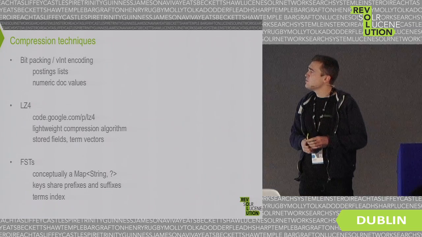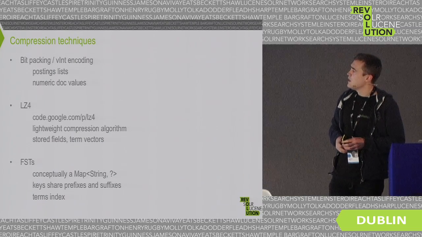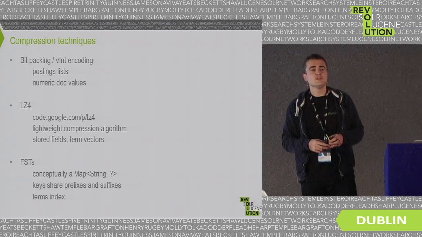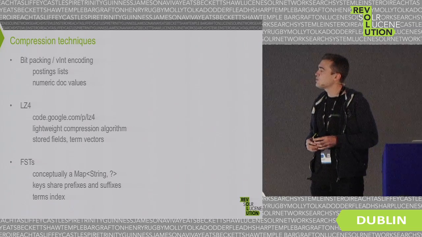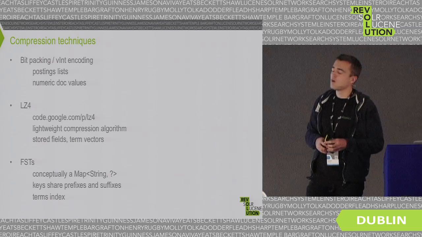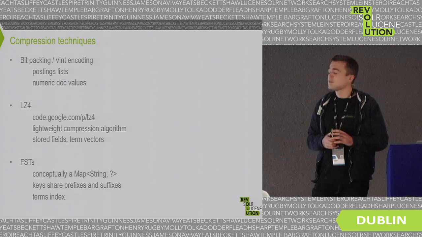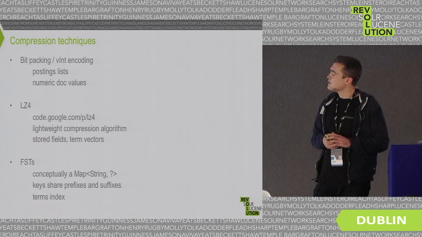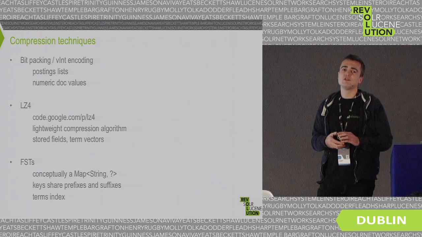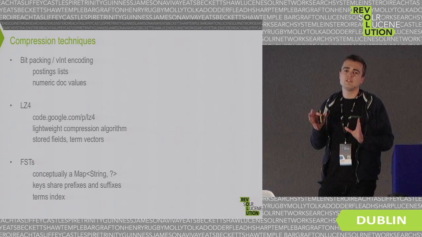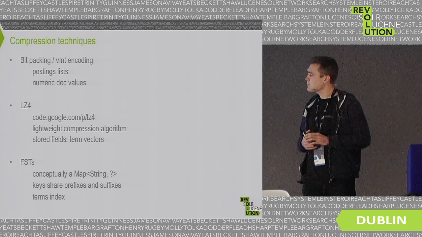These techniques are used, for example, for posting lists and numeric doc values. There is also LZ4, which is used in version 4.1 in order to store stored fields. This led to a dramatic reduction of the size of stored fields, which made quite a few people happy, because it's very common that your stored fields are going to take maybe 70% of the size of your index. So this is something that you want to compress.